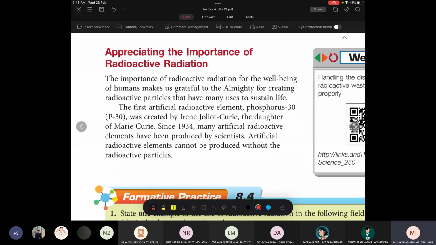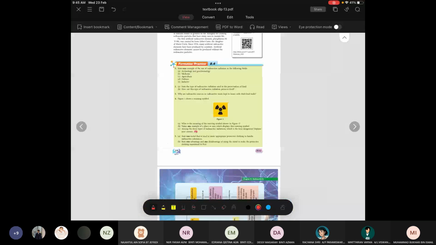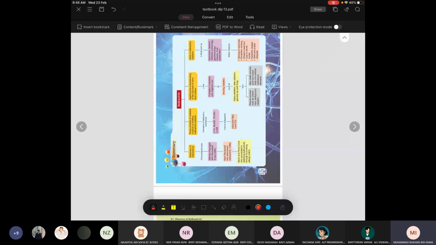Appreciating the importance of radioactive radiation, you can pause the video and watch it and read it yourself. Okay. So that's all for this topic.